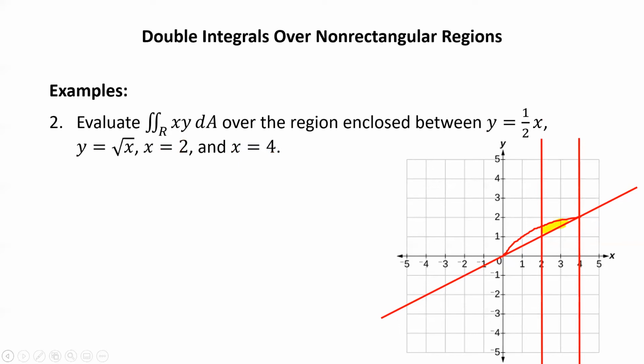Since we're trapped between two vertical lines, this would work best as a type 1 region. So when we do the integral, we're going to be going from the lower curve, which is y equals 1/2 x, to the upper curve, which is y equals root x. Writing the integral as an iterated integral, x is going from 2 to 4 between those two vertical lines. And for the inner part, y is going from the lower curve, which is 1/2 x, to the upper curve, y equals the square root of x. Again, it's dy dx because we're doing it as a type 1 region.